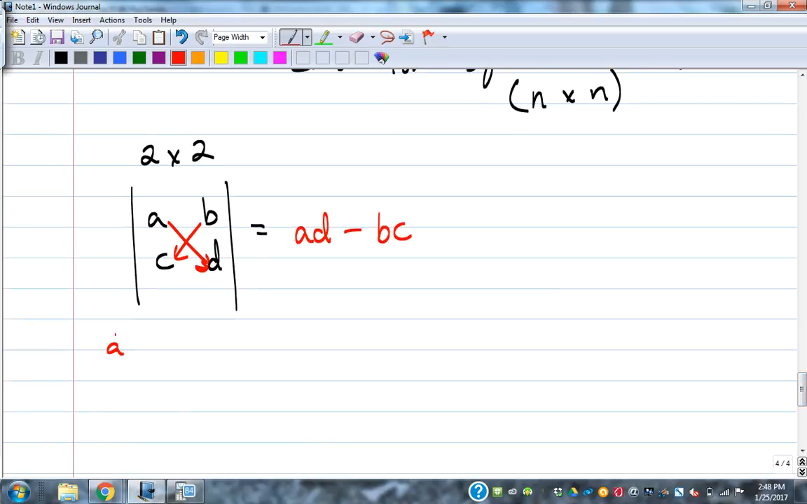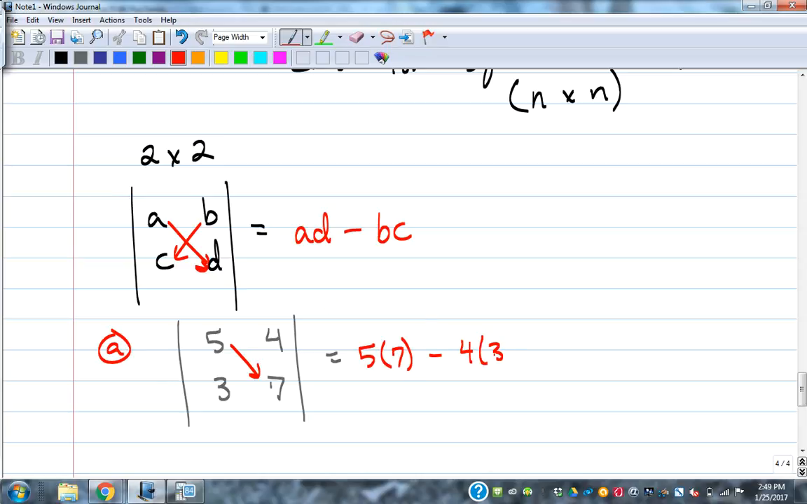And that finds it. So this is a new section, so example A. If I had the determinant of 5, 4, 3, 7, I'm going to multiply diagonals. 5 times 7 minus 4 times 3. That'd be 35 minus 12, which is 23. That has a determinant of 23.